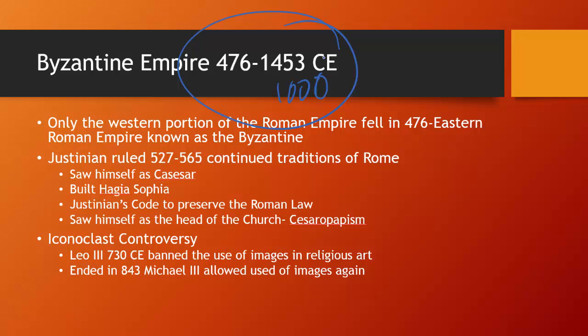So you have to think about the Byzantine Empire. Again, this is a political change that leads to, you could say, a cultural continuity, because they continued the traditions of Rome. Justinian, who ruled from 527 to 565, saw himself as Caesar. You could talk about how he built Hagia Sophia. You could talk about the preservation of Roman law. You could also talk about this concept of Caesaro-papism, the idea that he was considered the head of the church.